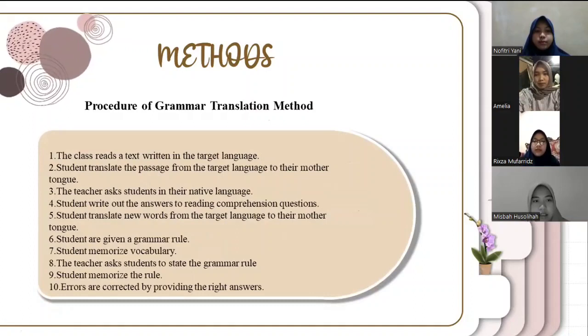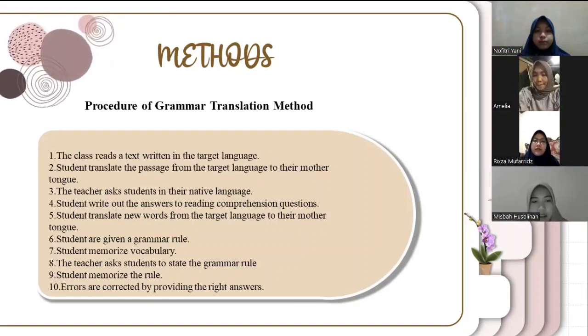Okay, the next is the procedure of grammar translation method. Number 1, the class reads a text written in the target language. And then students translate the passage from the target language to their mother tongue. Number 3, the teacher asks students in their native language. Students write out the answer to reading comprehension questions. Students translate new words from the target language to their mother tongue.